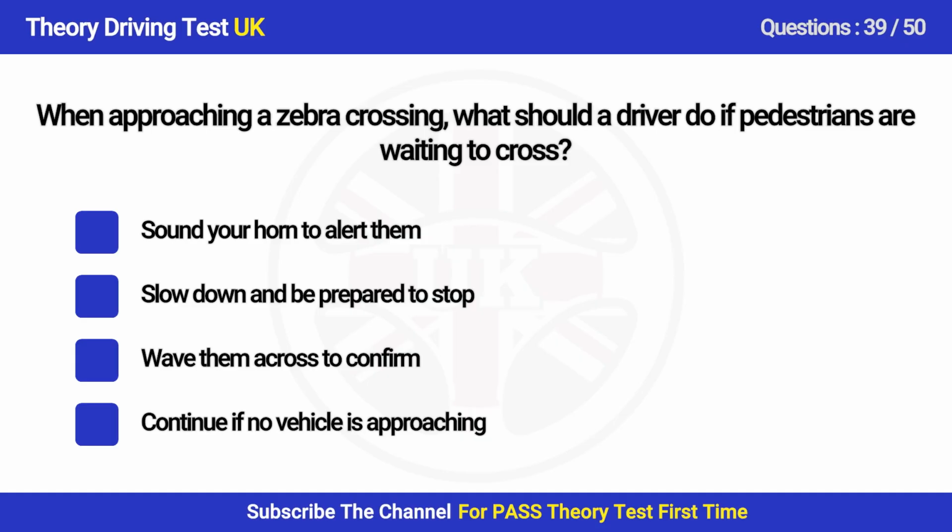A. Sound your horn to alert them. B. Slow down and be prepared to stop. C. Wave them across to confirm. D. Continue if no vehicle is approaching.